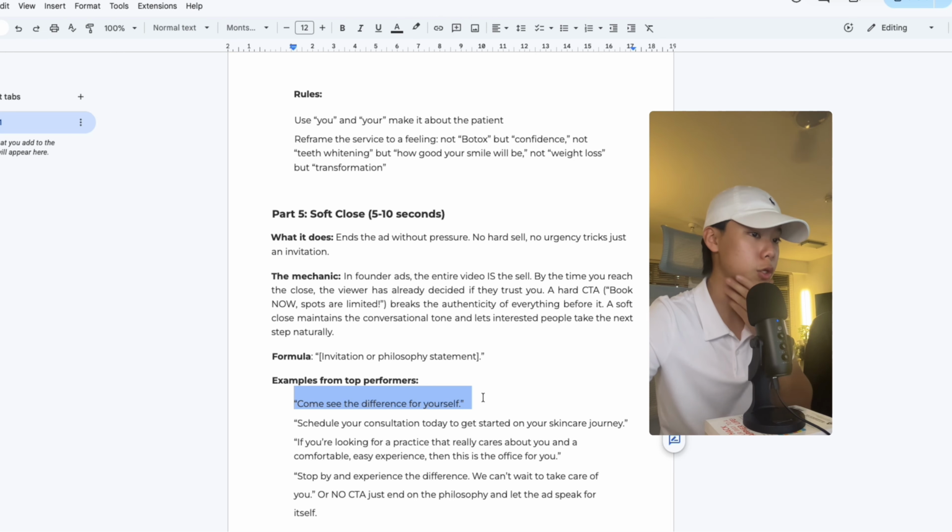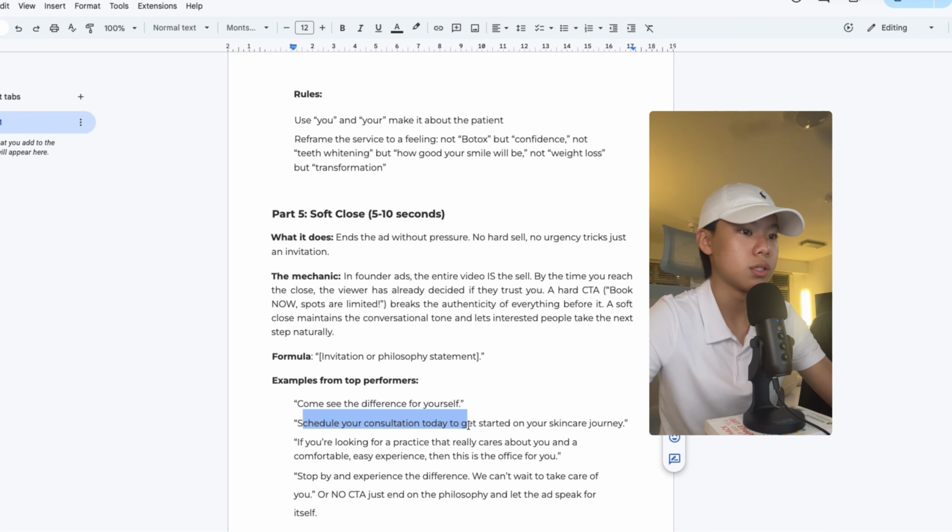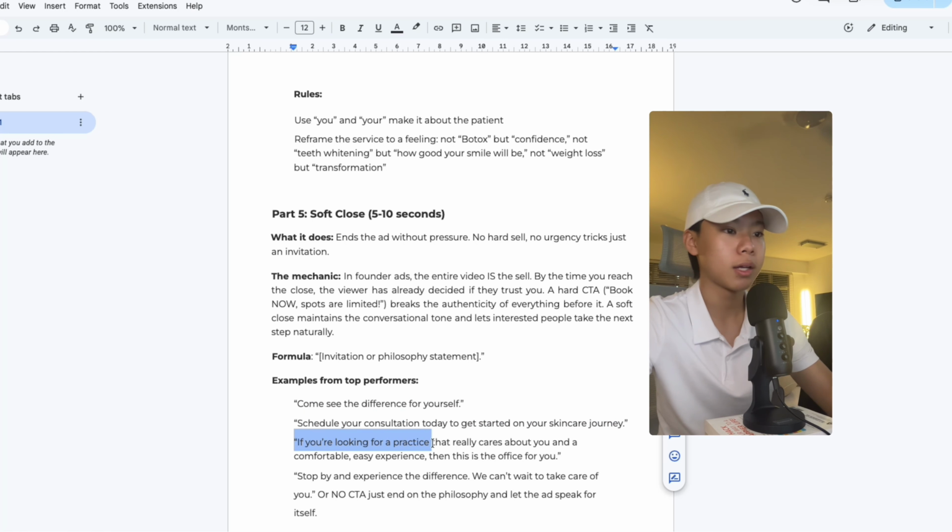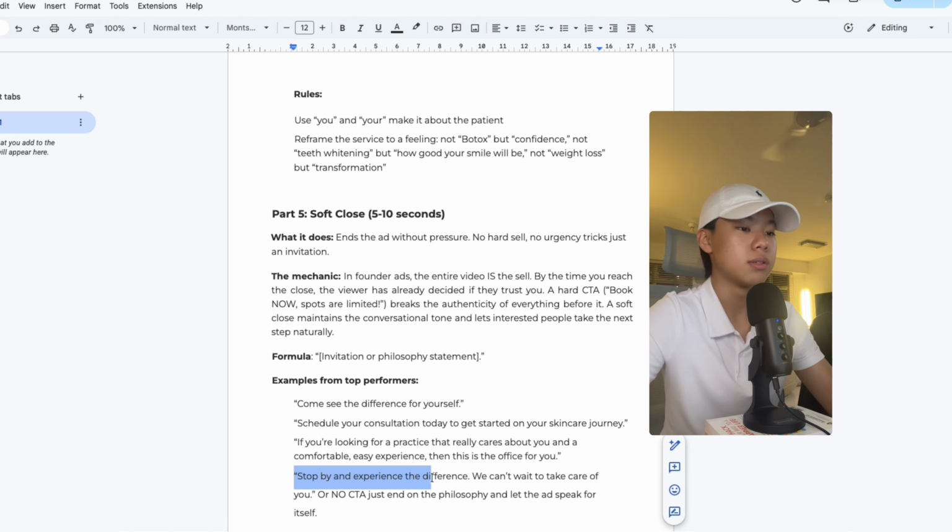There are some examples that you can use for yourself. Come to see the difference for yourself. Schedule your consultation today and get started on your skincare journey. If you're looking for a practice that really cares about you and it's a comfortable, easy experience, then this office is for you. And you can also say, stop by and experience the difference. We can't wait to take care of you. Or just note, no CTA, and just end on the philosophy and let the ad speak for itself.